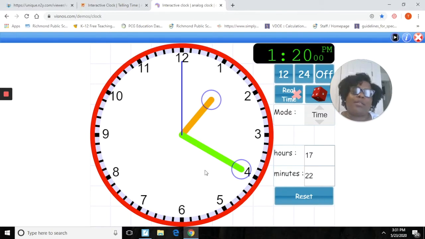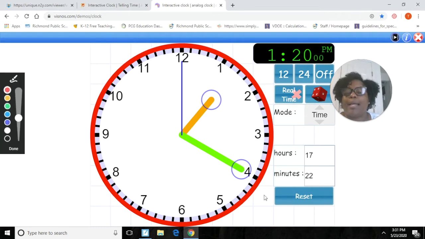Okay, does your clock look like mine? It should. So why is this 1:20? You know, we start telling time with the hour hand right here. We see that that hour hand is pointing right after the 1, which means we're still in that 1 o'clock hour. Okay. So now we need to determine what our minutes are.